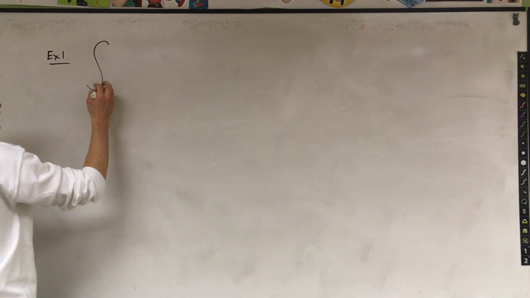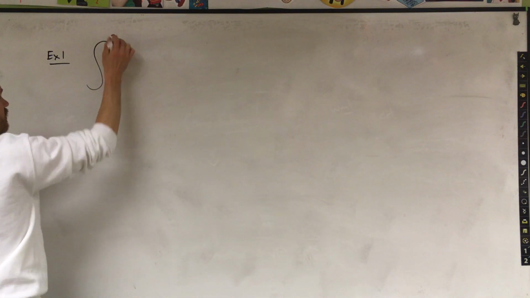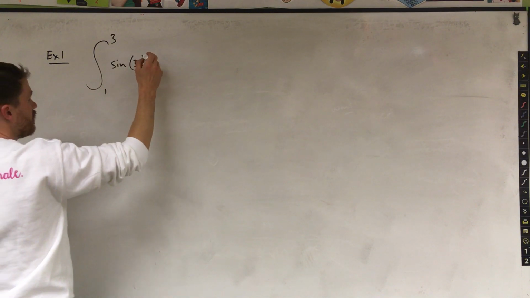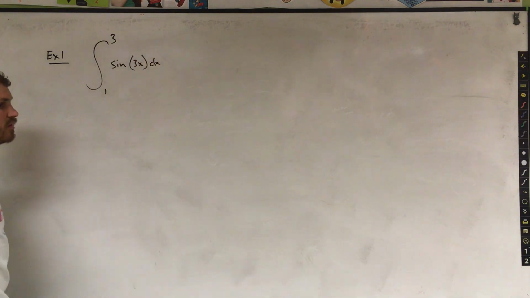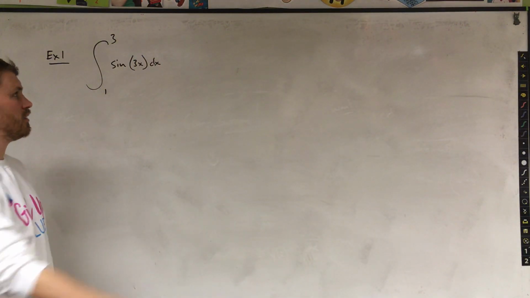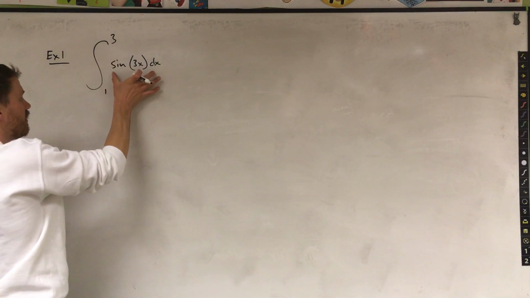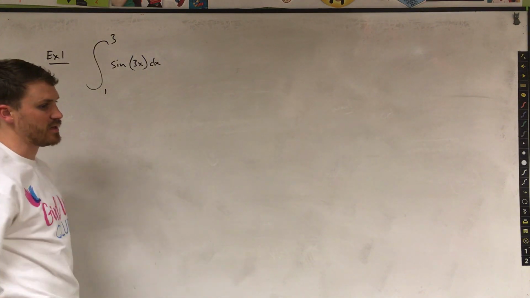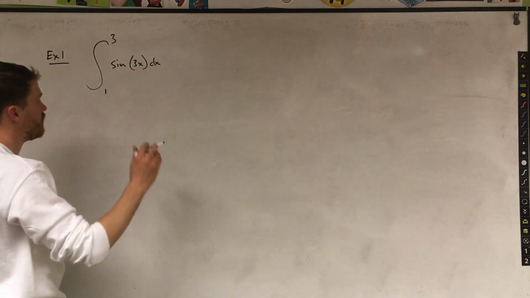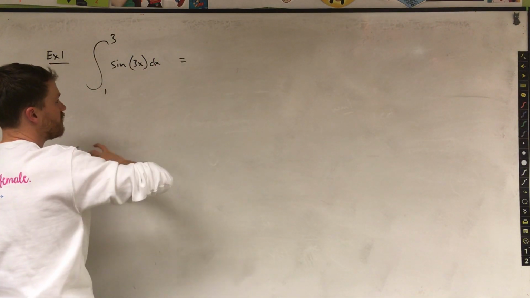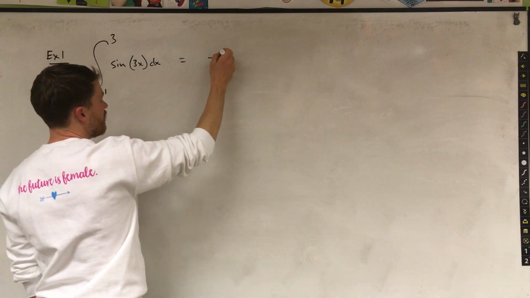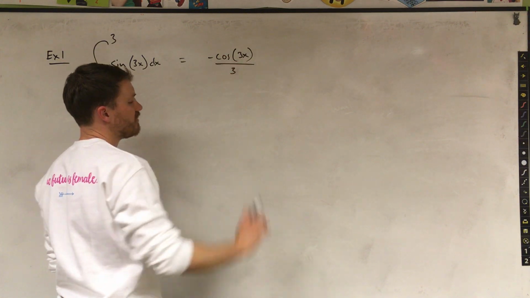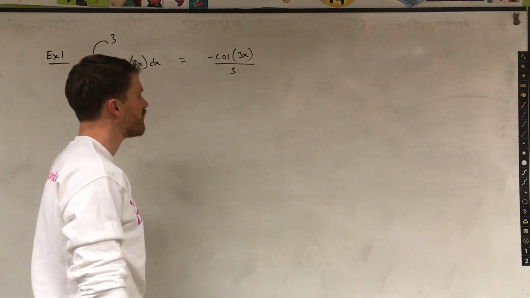Say we have the integral from 1 to 3 of sine of 3x dx. So, the first fundamental theorem says the area under this function is given by the change in its antiderivative. Therefore, we need to find the antiderivative of sine of 3x. Well, that's negative cosine of 3x divided by 3. That's a very simple u substitution problem, technically.